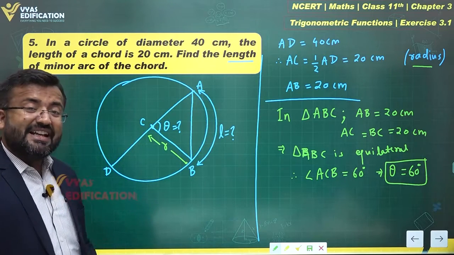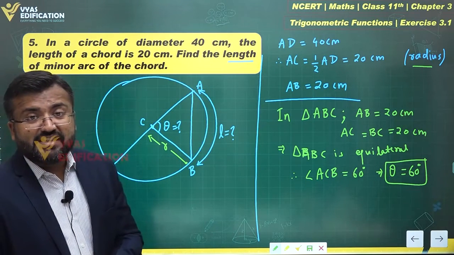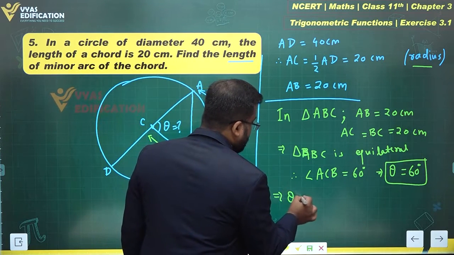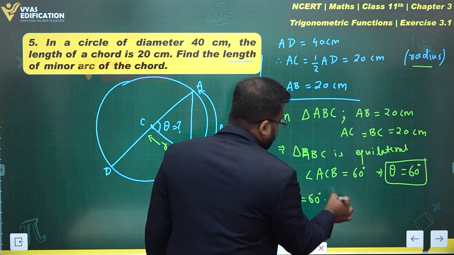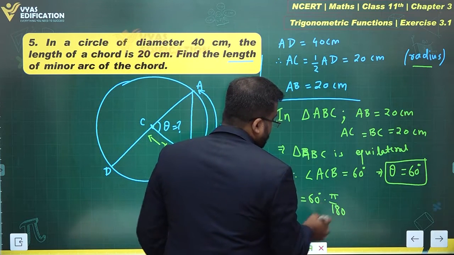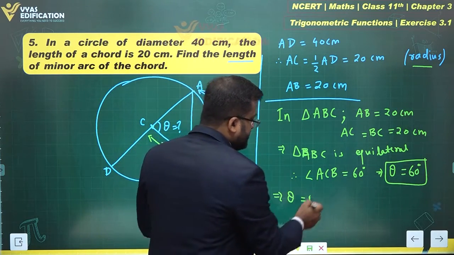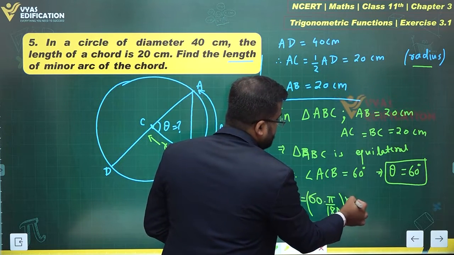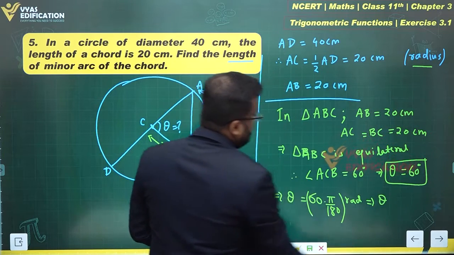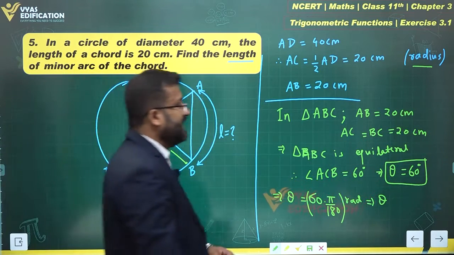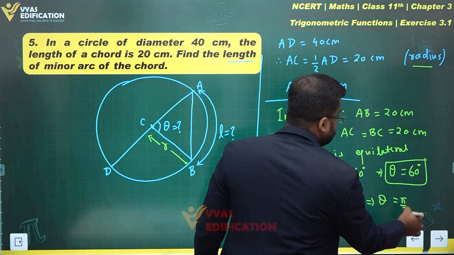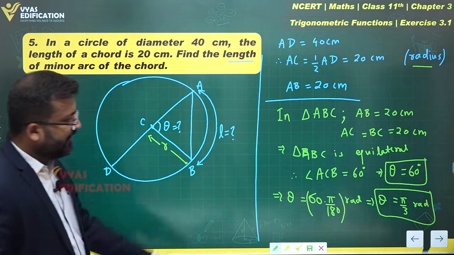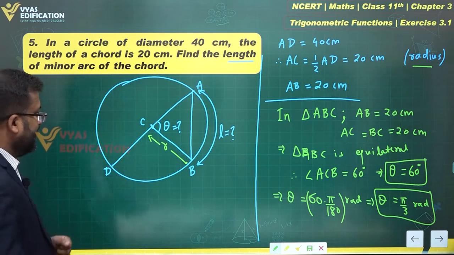What next? We have found theta, but theta is in terms of degrees. We'll have to convert this in terms of radians so we can apply that result. So theta equals 60 degrees times pi by 180. This converts it in terms of radians, right? This is 60 times pi by 180 radians. From here you can note that theta is pi by 3 radians.